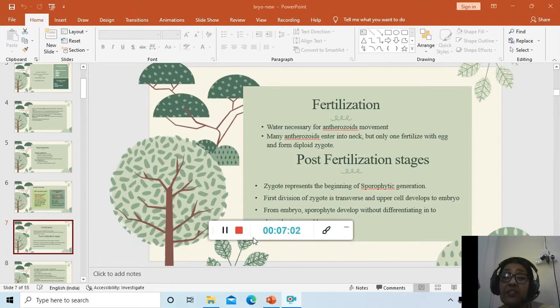And the starting of the sporophytic generation is the zygote. The zygote is the beginner of the sporophytic generation. It is diploid. First, the zygote undergoes a transverse division to form two cells, upper and lower, and the upper cell develops into the embryo. From the embryo, you can see the development of the sporophyte without any further differentiation.